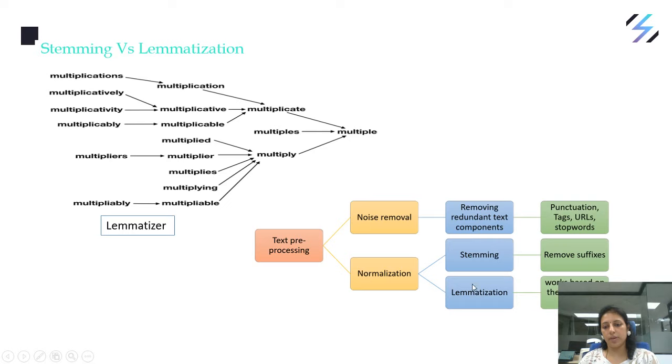The other aspect of pre-processing is normalization. That's where we come to stemming versus lemmatization. Stemming just removes the suffixes. When we take up our example here, with multiplicate, multiples, multiply, the lemmatizer can identify from this corpus that our lemma would be just multiple. So it identifies the root of the word.